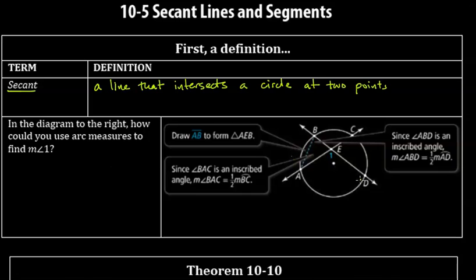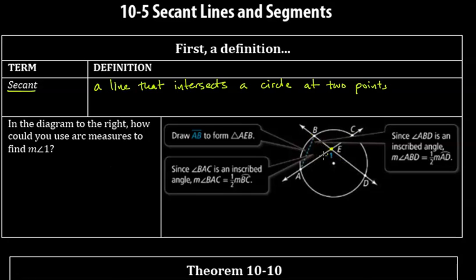So if we look at our diagram down here, we see a couple secants. We see line DB that is intersecting the circle at points D and B. We see line AC that's intersecting the circle at points A and C. So we have a couple secants. Now, when I have these two secants drawn here, you'll notice that they are intersecting at point E. Right? Point E here is our point of intersection between these two secants.